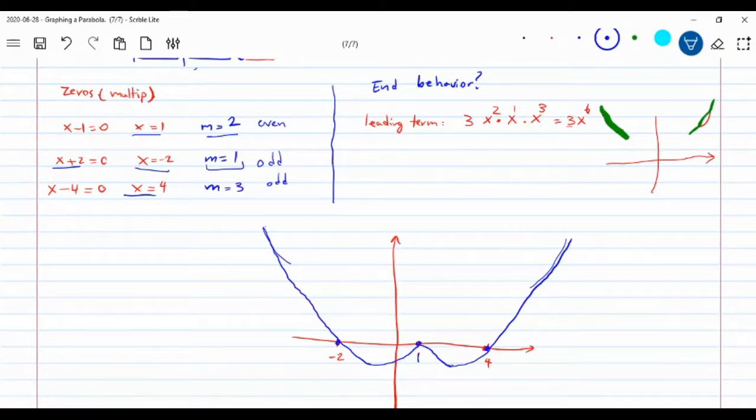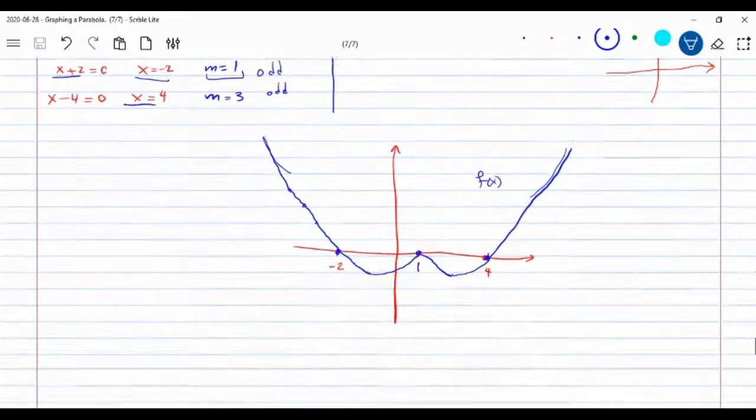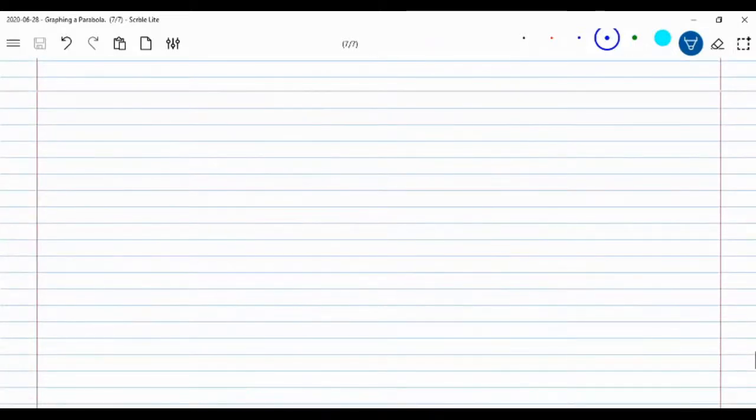So what you have now is an approximation of how f of x looks like. Maybe you can make it more precise by picking points and figuring out exactly what are the x and y coordinates. But based on the multiplicity and the end behavior and the x intercepts, you can figure out the structure of the graph. We can do maybe one more example just to make sure you get the idea.